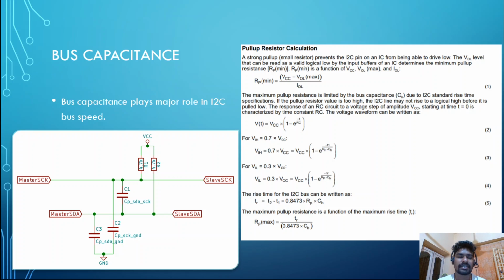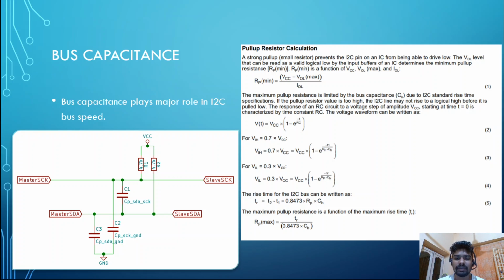So bus capacitance. We have the clock and data pins, and each device will have an internal capacitance between the pin and the ground. This capacitance will play a major role in the rise time and the pull-up resistor calculations. If you calculate the pull-up resistor, the minimum value will be VCC minus the maximum low level output voltage that is accepted by all devices on the bus, divided by the low level output current. That will give you the pull-up resistor minimum value.